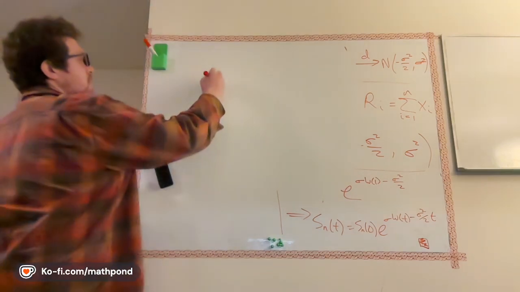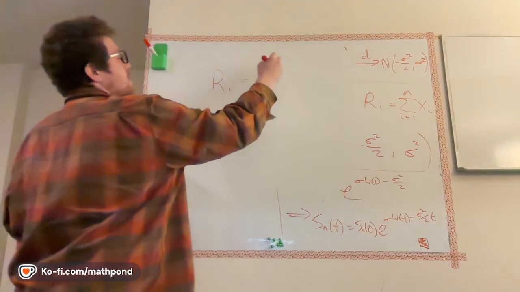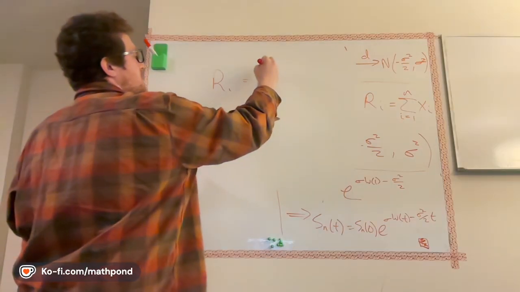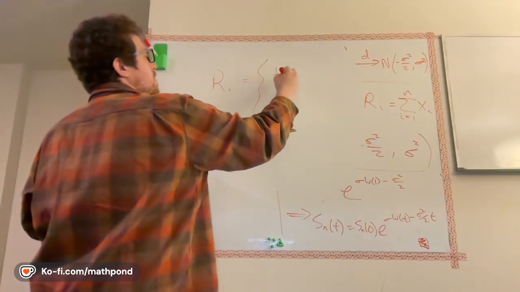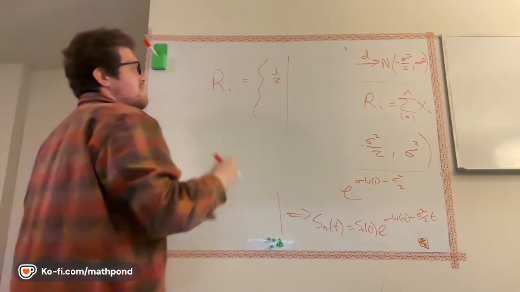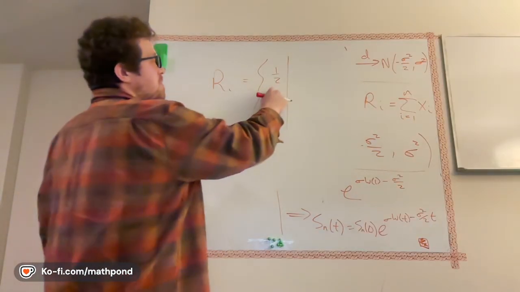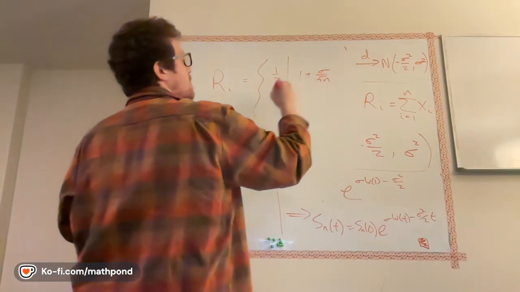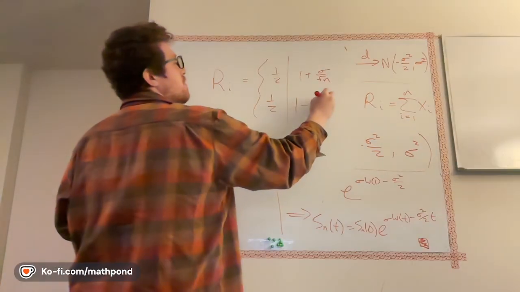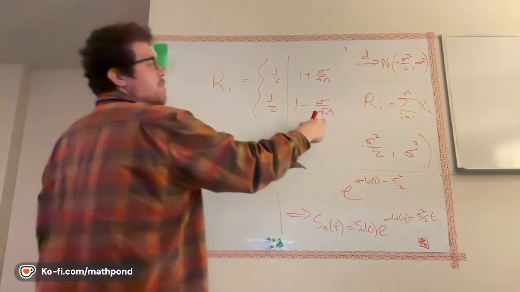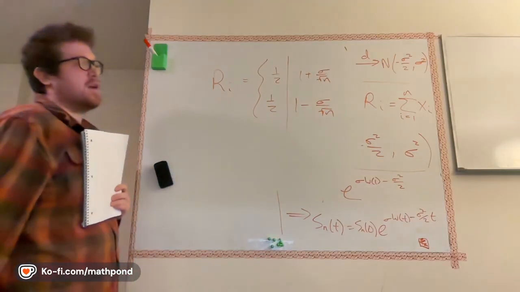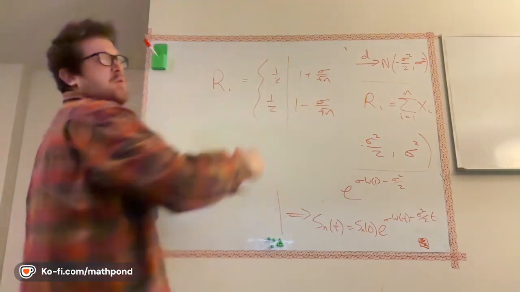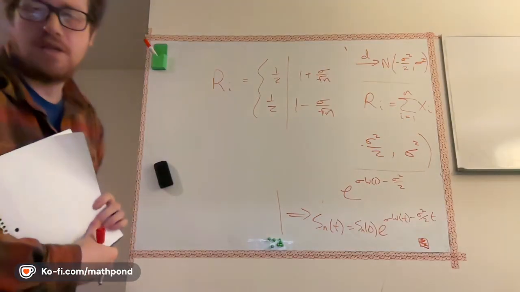Right. We said the Ri term that we're multiplying by has a 50% chance of being 1 plus sigma over square root of n, and a 50% chance that it'll be 1 minus sigma over square root of n. So why are we picking this over square root of n? Or why is this the term in general that we're multiplying by? Is that the question?